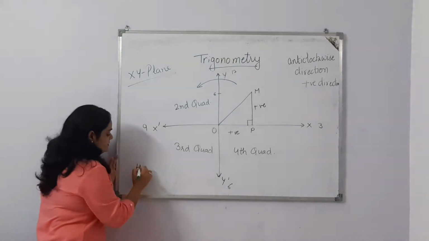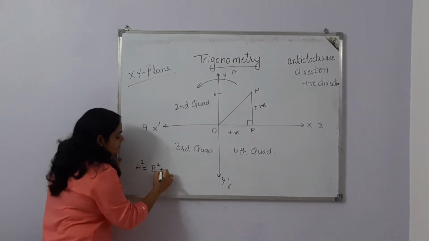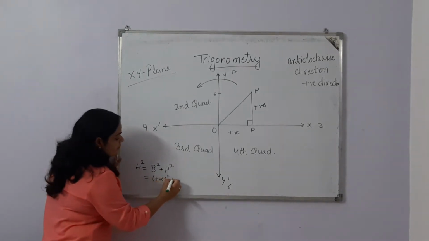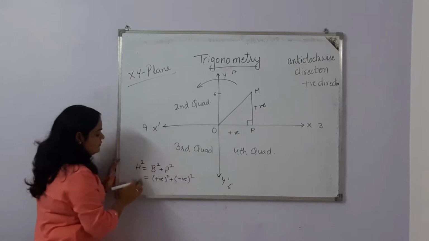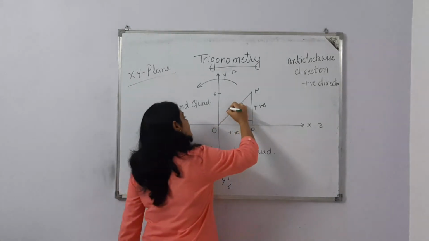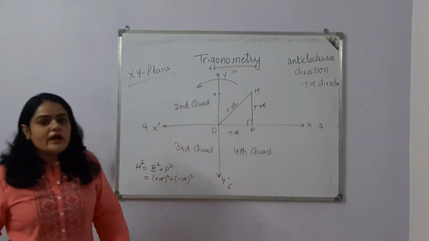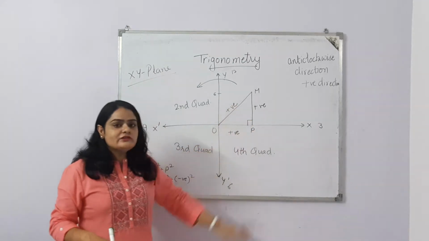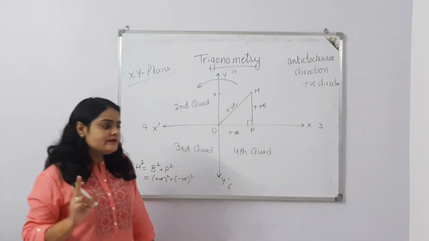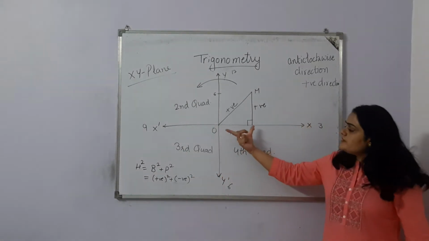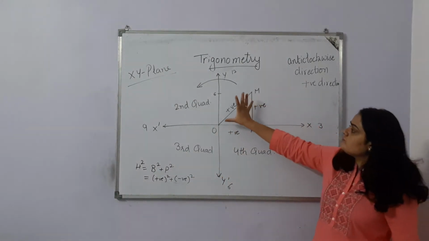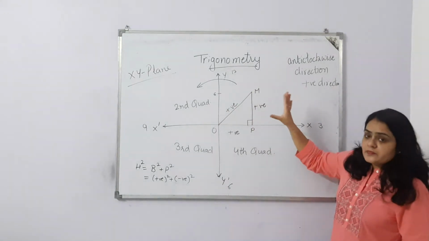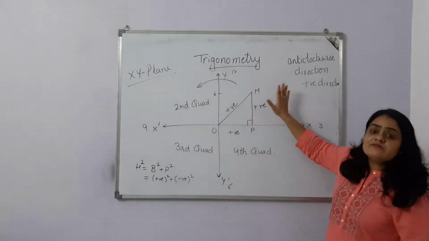We know the Pythagoras theorem: hypotenuse square is equal to base square plus perpendicular square. This is a positive square plus a positive square, so the hypotenuse we get is again positive. Whenever we find OM, that will also be positive. That means in the first quadrant, your base is positive, perpendicular is positive, and hypotenuse is positive. This is the effect of having the fundamental triangle in the first quadrant.